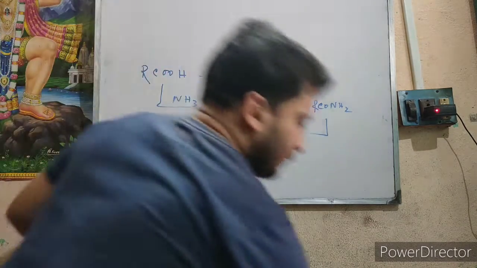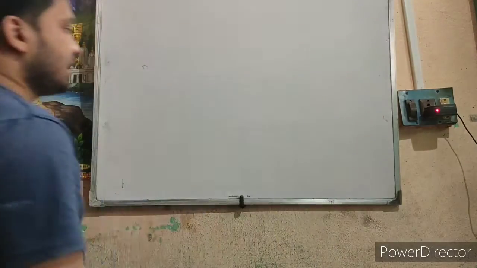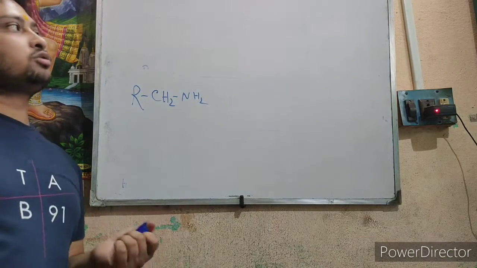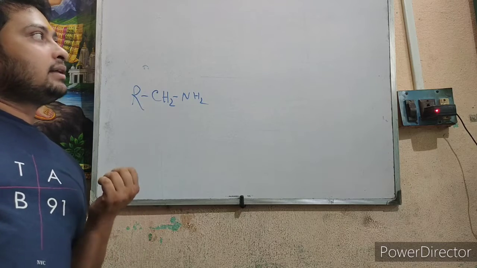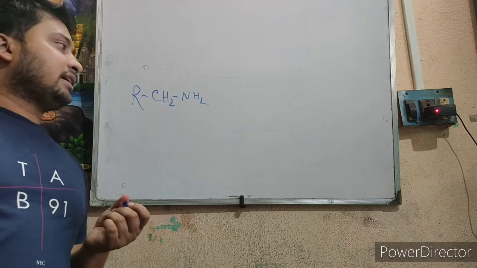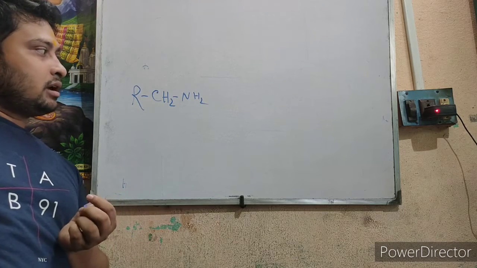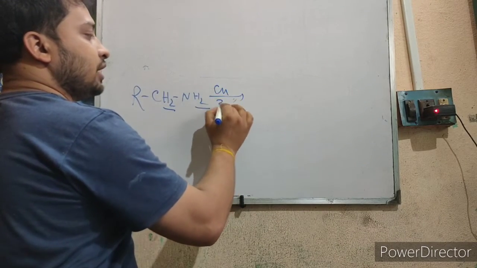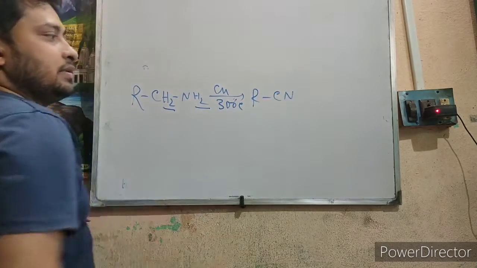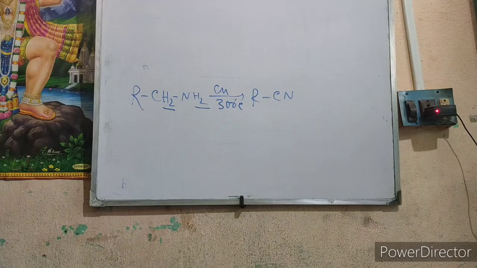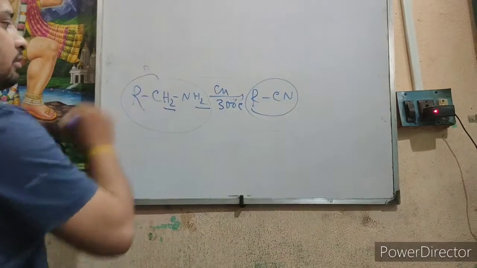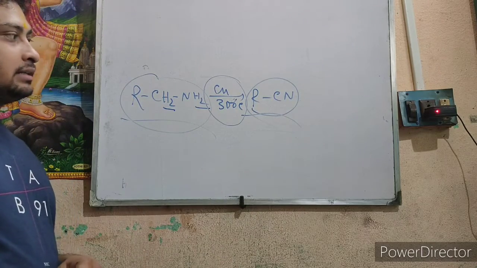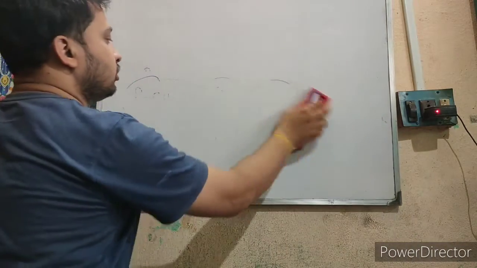If you have RCH2NH2, then you use copper and 300 degree centigrade temperature. This is called dehydrogenation. Two moles of H2 are removed, so by using Cu and 300 degree centigrade, the product will be RCN. This is very important. So RCN will be formed by using copper and 300 degree centigrade temperature. Those are the simple methods to prepare RCN.